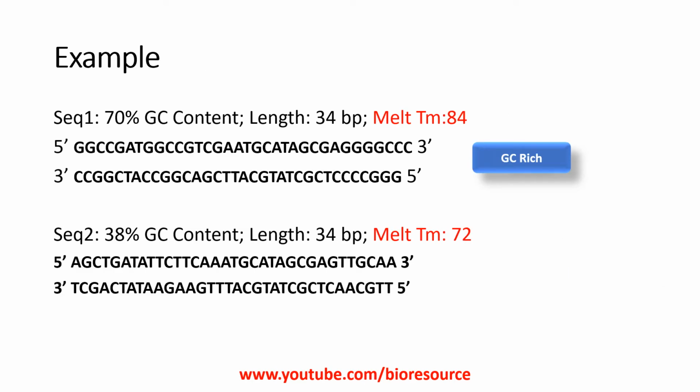Here in this example, you can see there are two sequences. Sequence 1 has 70% GC content, and sequence 2 has 38% GC content, and the length of both sequences is the same, 34 base pairs. The melting temperature of sequence 1 is much higher than that of sequence 2. That is because sequence 1 is GC rich, meaning that it has more GC pairing than sequence 2. When you have a higher amount of GC content, the heat energy required to break this will be much higher. Hence the melting temperature is high in sequence 1.